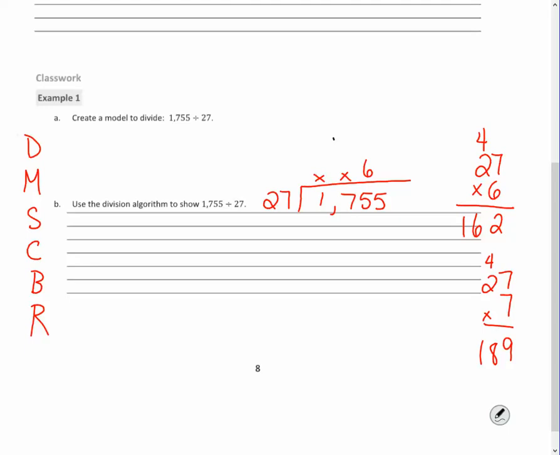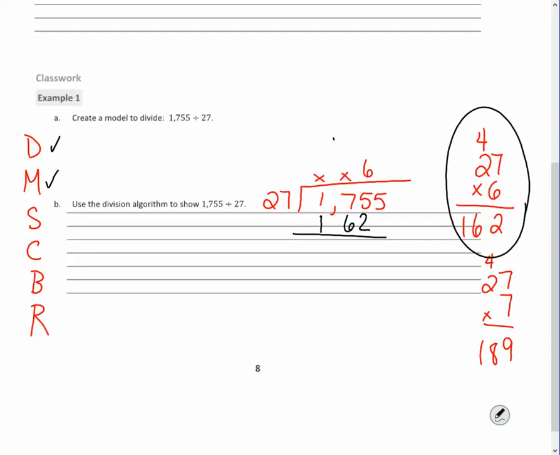So 27 times 6. So first we divided. Now we need to multiply. So we're going to take 27 times 6. Well, we did that math right here, right, it is 162. So 162, we're going to write that down. That was step 2. Our next step is S, subtract.